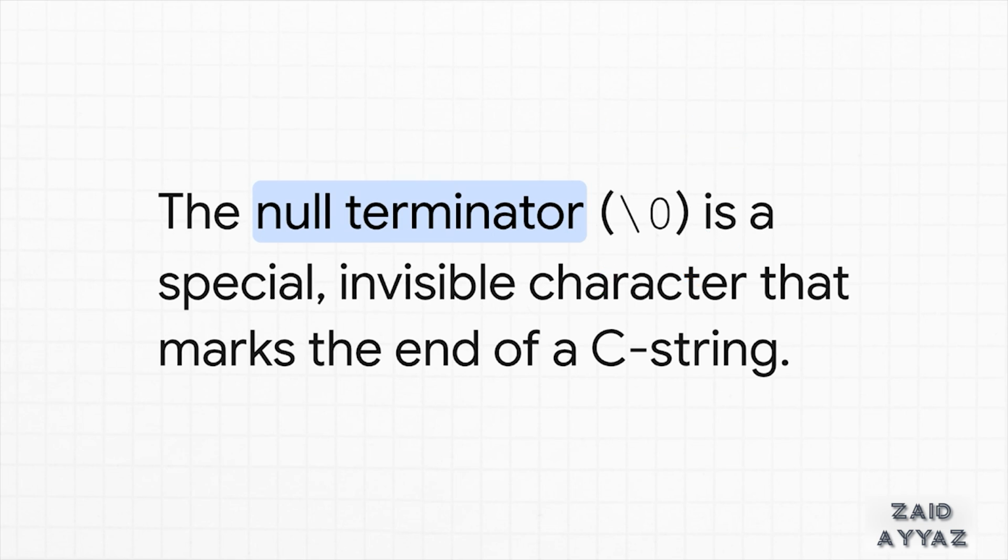It's this special, totally invisible character that C++ sticks at the end of every string. Think of it like the period at the end of a sentence. You don't read the period out loud, but you know it means stop here. That's exactly what this little 0 does for the computer. It's the unsung hero of C strings.